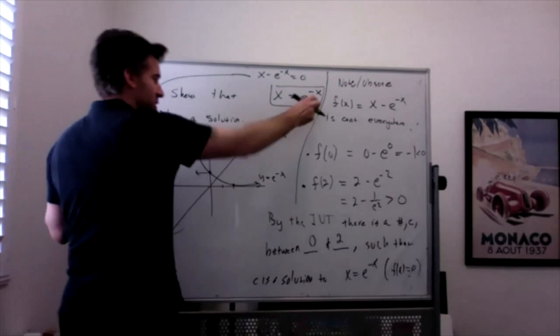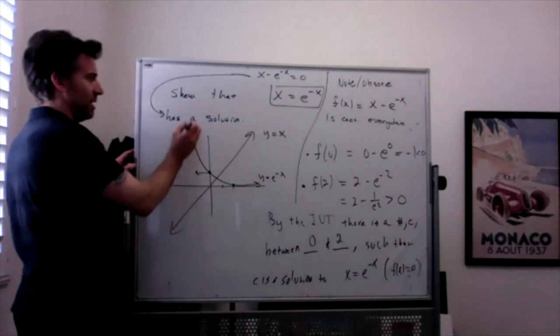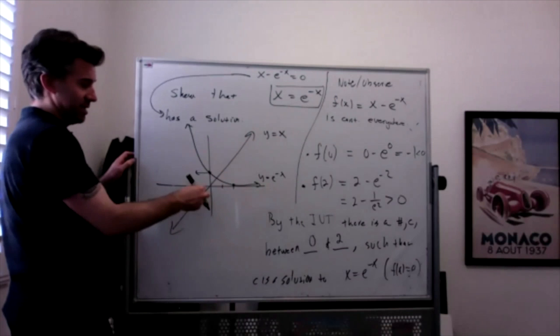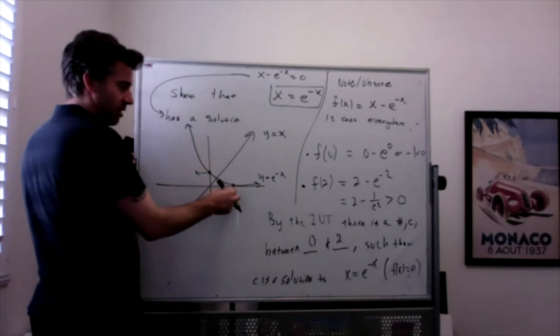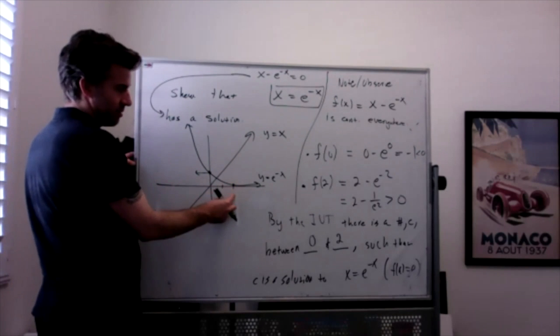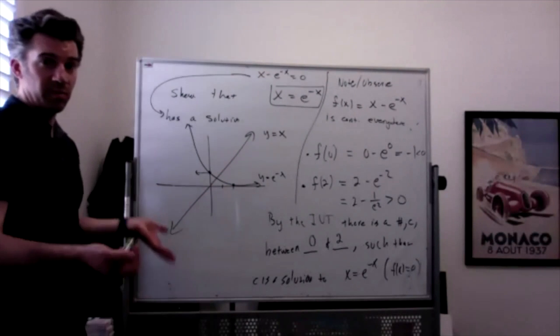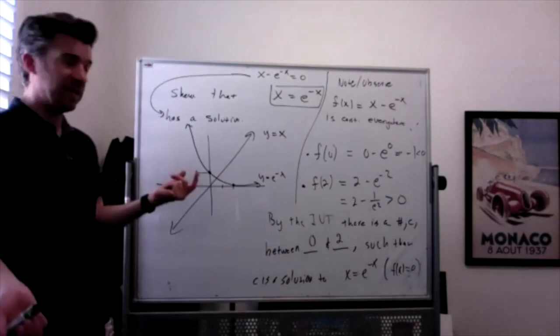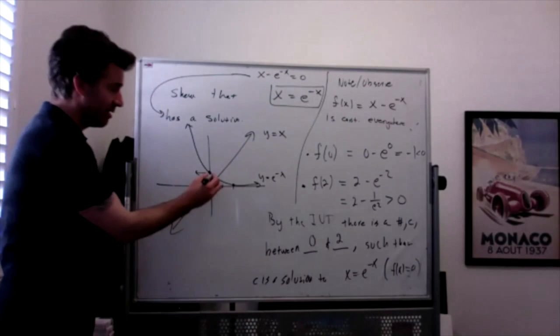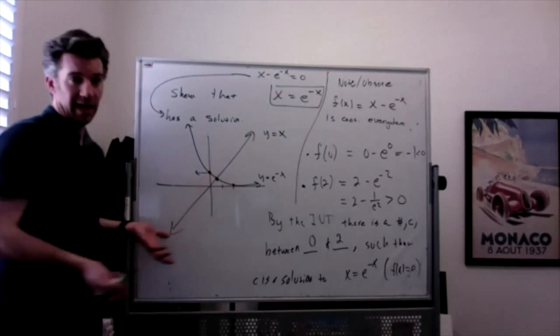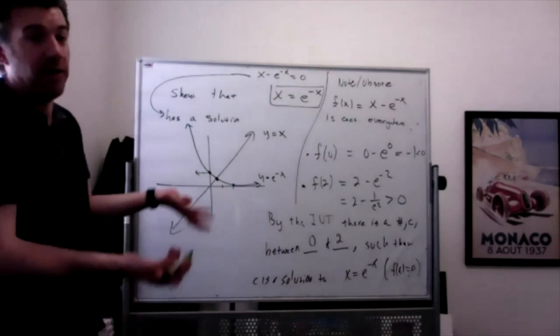At 0, my function, which is x minus e to the negative x, is negative because this is smaller than that. And over here at 2, x minus e to the negative x is positive. So somewhere between those two, x minus e to the negative x had to equal 0. It's literally where they intersect, right? That's the point. I just don't know what it is. We don't have to know what it is.